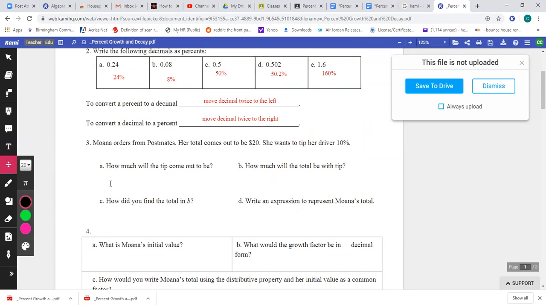Moana orders from Postmates. Her total comes out to be $20. She wants to tip her driver 10%. How much will the tip come out to be? So hopefully you remember how to do problems like this.